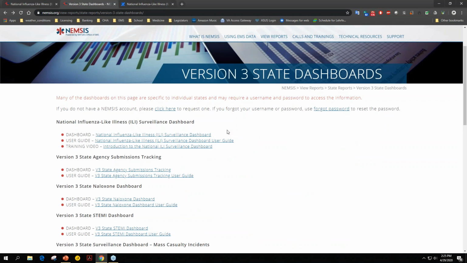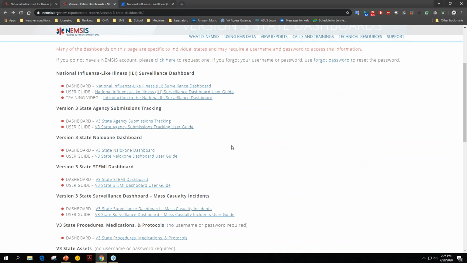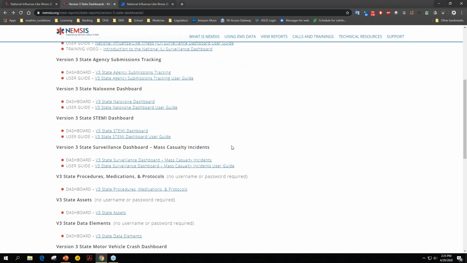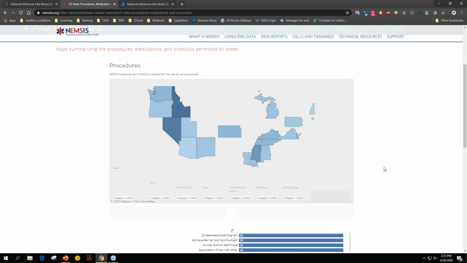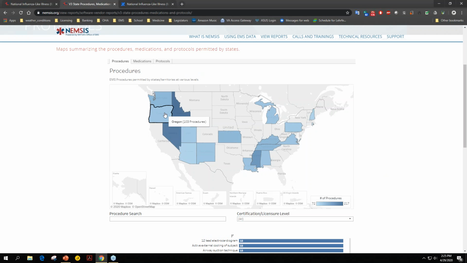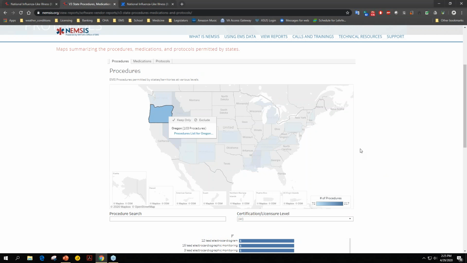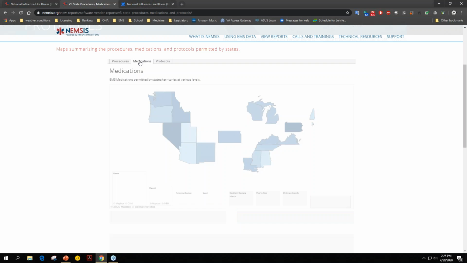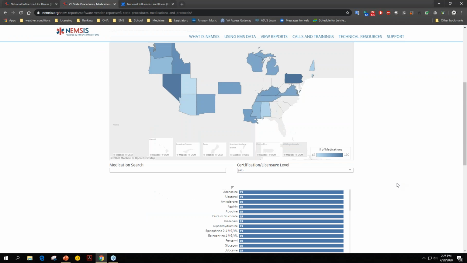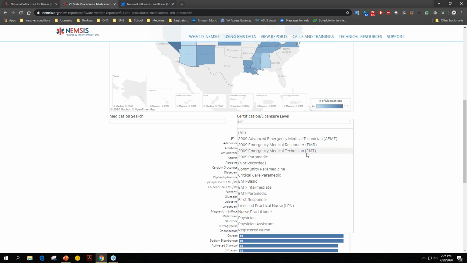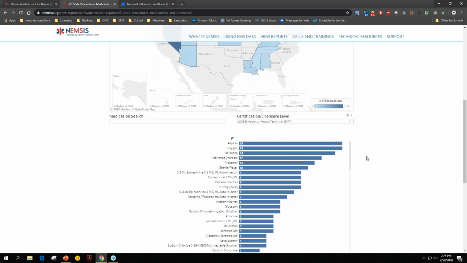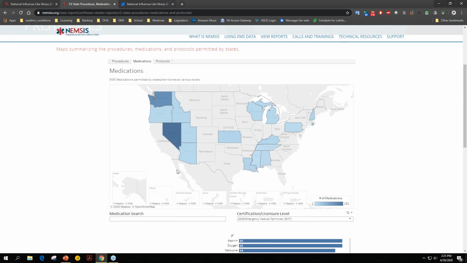Other things you can see in these dashboards are when it comes to protocol changes, scope of practice on different dashboards. Like this one, that will show us by state exactly what medications and procedures are being done. This is helpful when the Oregon Medical Board needs to make scope of practice changes. We can say how much of each of these medications is being given, and you can sort it by provider level as well. This informs our decision making for protocol development and scope of practice changes as well.